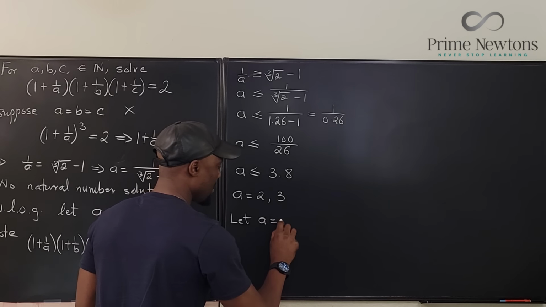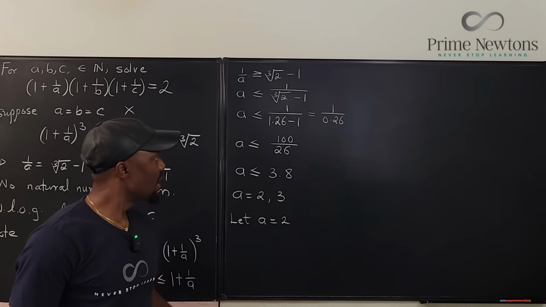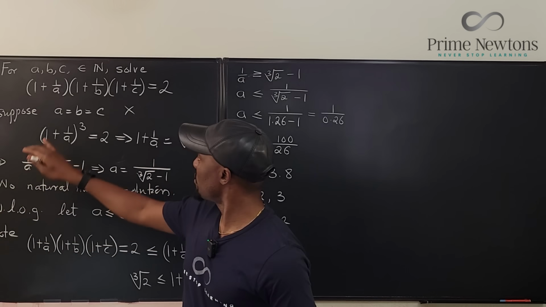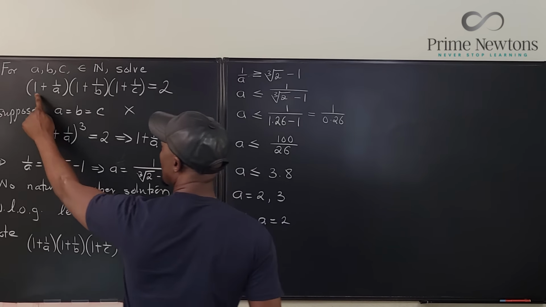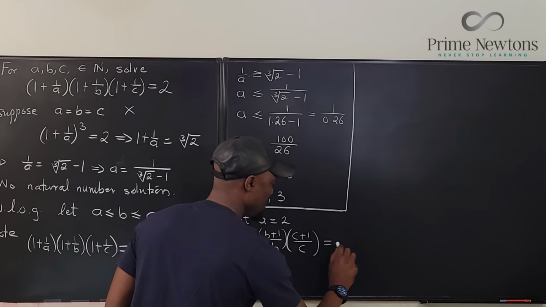Let A be equal to 2. So this is the very first one we're going to do. If A is equal to 2, let's go back to the original equation. This is going to be 1 plus 1/2, right? So this we're going to have is equal to 2.